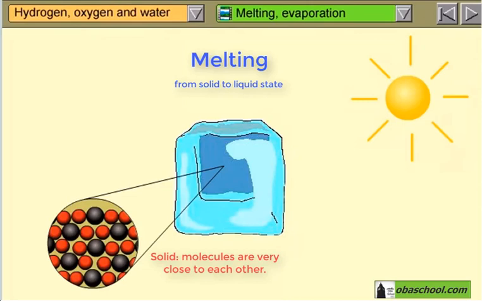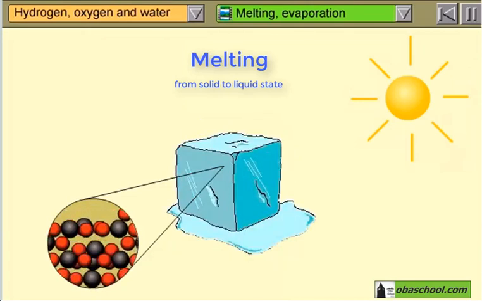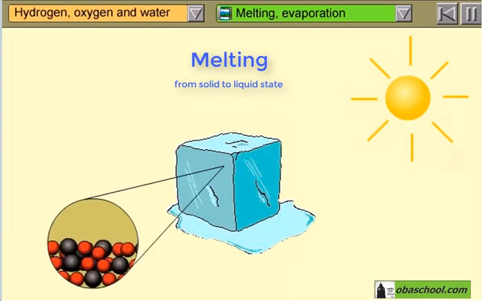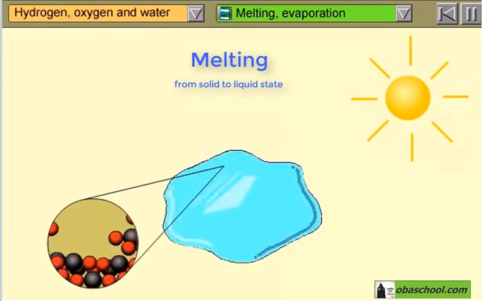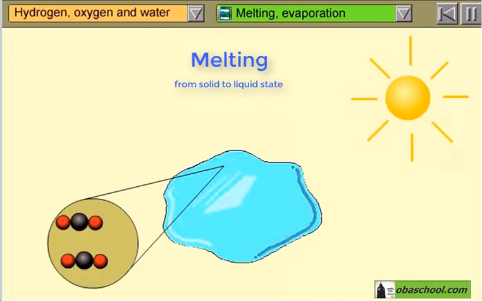Notice the arrangement of these molecules as the ice cube melts and turns into liquid water. Notice how the molecules are moving very fast and they are moving further from each other as ice turns to liquid. This process is called melting.